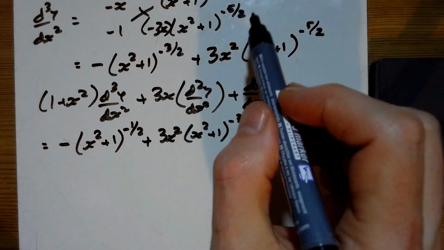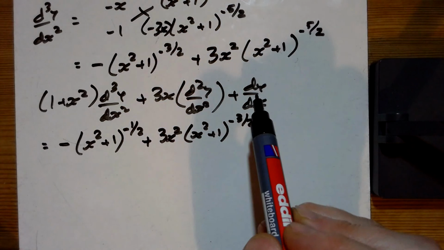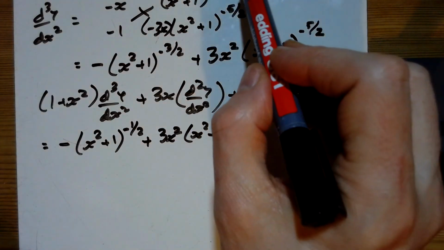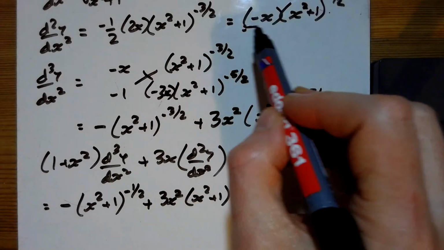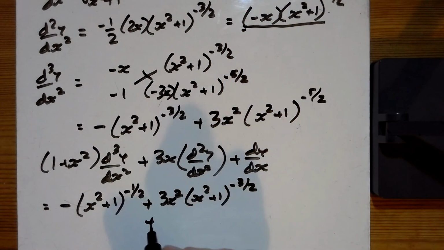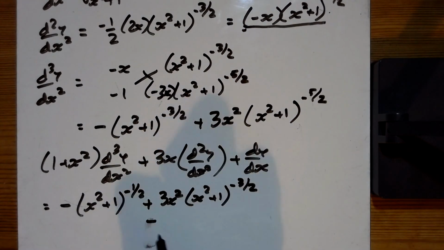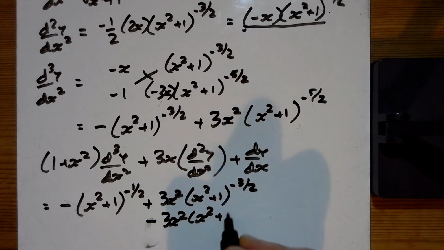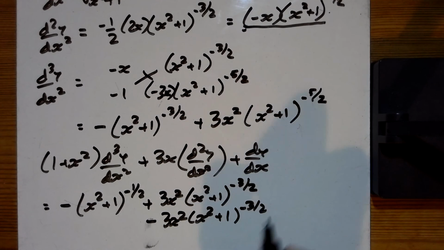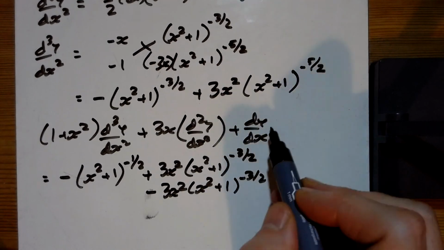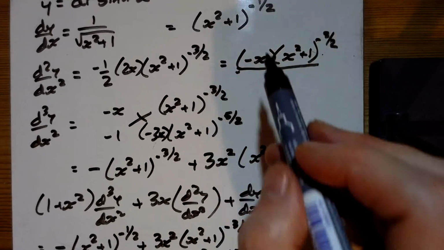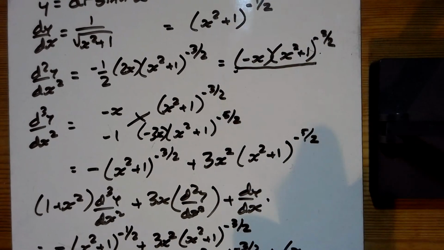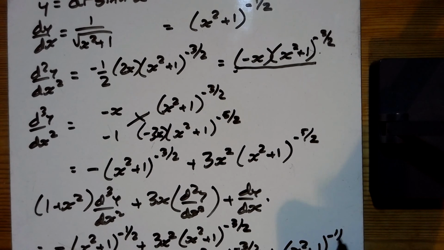Then plus 3x times by, where is it? It's up there, isn't it? Is it still on the screen? No. Okay. So we're doing 3x times by that one. So that is minus now, because there's a minus here, minus 3x squared, x squared plus 1 to the minus 3 over 2. Well, that's good because they're going to cancel. And then finally, plus dy by dx. So dy by dx is all the way up there. So we've got x squared plus 1 to the minus a half.